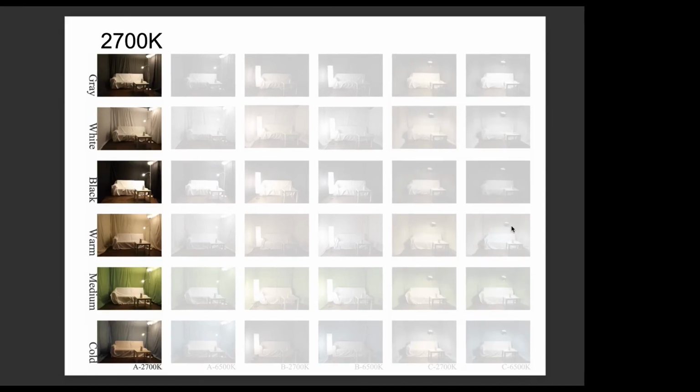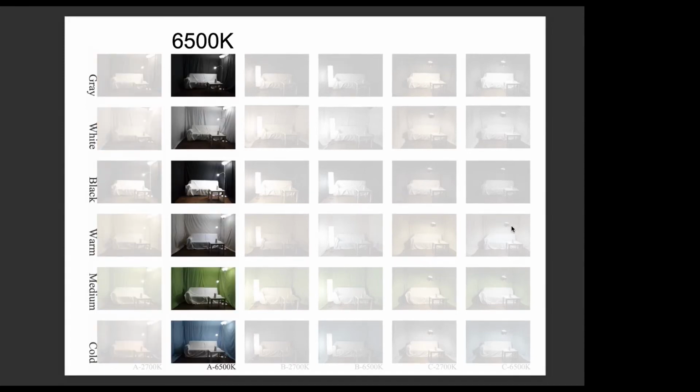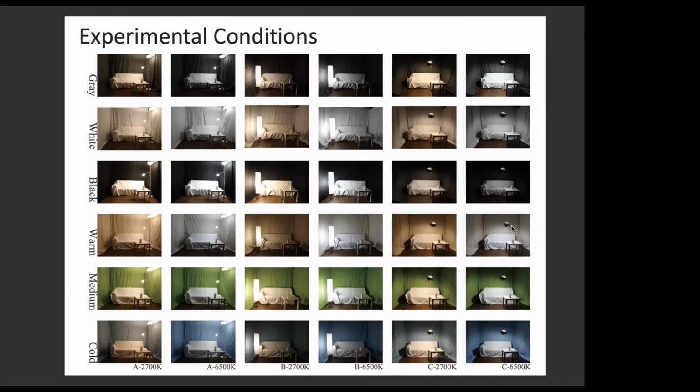As I mentioned, there are 2 correlated color temperatures used in this study. The first one is 2700 K. Next slide, please. The other is 6500 K. The difference between the 2 CCTs is that 2700 K is a little bit warm white, but 6500 K is a little bit cool white. Next slide, please. So again, these are our experimental conditions for study 1. Next slide, please.